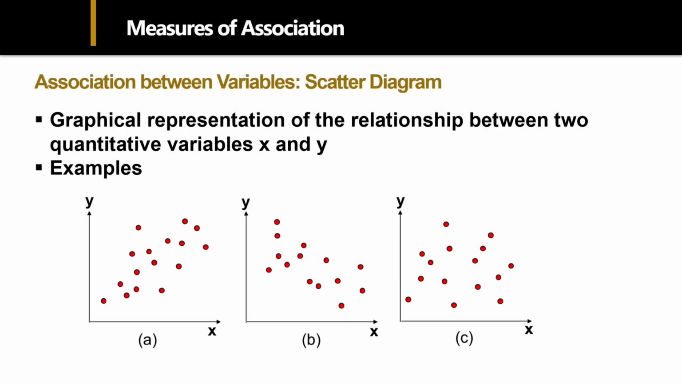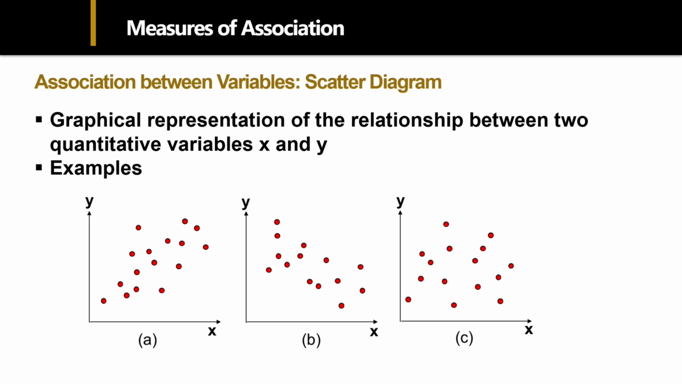Welcome to Management 670. Today I want to spend a few minutes talking about measures of association. So let's get started. Measures of association are descriptions of how two seemingly different variables might have a relationship between one another. We call this correlation. We have a few examples down here at the bottom.